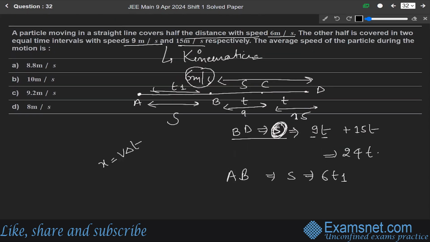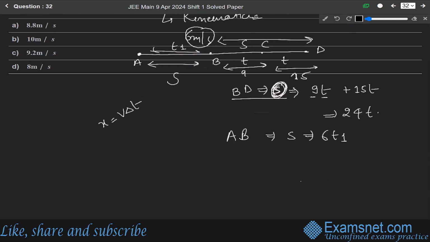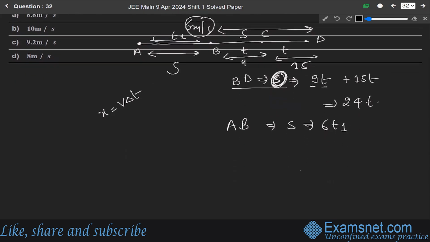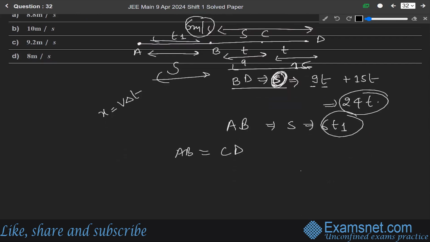Now, the question is saying that one half is covered with a speed of 6 meter per second, and the other half is covered in two equal time intervals, 9 meter per second and 15 meter per second. Find the average speed of the particle during the motion. So for finding the time T1, let us equate this because they are equal halves. AB will be equal to BC plus CD, meaning BD. So AB will be equal to BD.